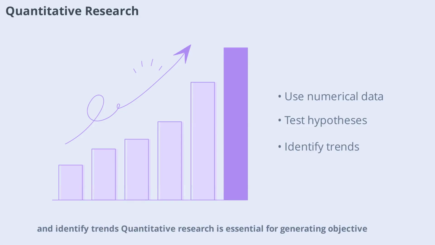Quantitative research is essential for generating objective, reproducible results. It forms the basis for evidence-based medicine and guides clinical decision-making. Combining quantitative and qualitative methods provides a comprehensive understanding of health and disease.